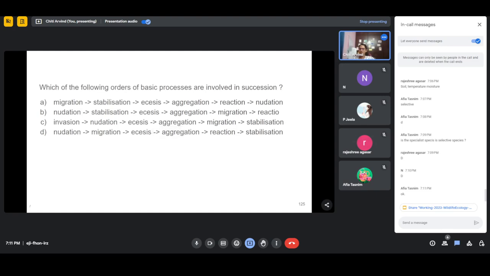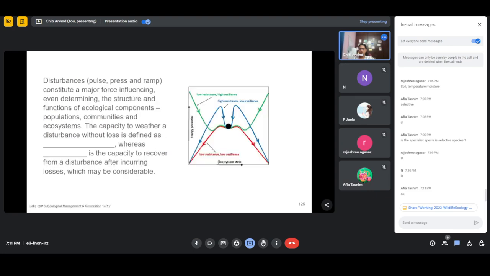Alright, let's go to the next slide. So basically, disturbances are classified by these three terms, which are pulse, press, and ramp, and they constitute a major force influencing, even determining the structure and functions of ecological components such as populations, communities, and ecosystems. The capacity to weather a disturbance without loss is defined as dash, whereas dash is the capacity to recover from a disturbance after incurring losses which may be considerable.